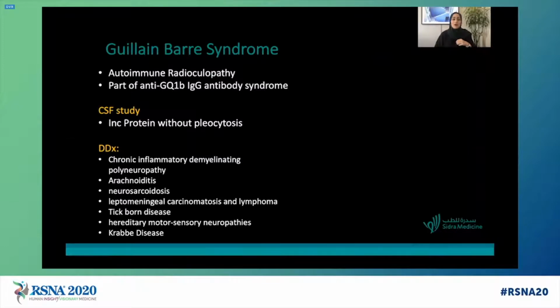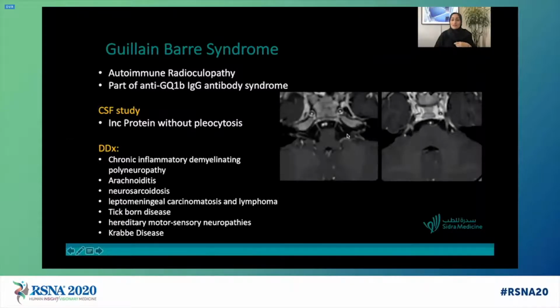Guillain-Barré is a form of autoimmune radiculopathy. It's part of the anti-GQ1b IgG antibody syndrome. If you were to do a lumbar puncture, you're going to see an increase in protein without pleocytosis. If you happen to image the brain, you may be able to see enhancement of the cranial nerve roots, which is an association that further supports the diagnosis of Guillain-Barré.